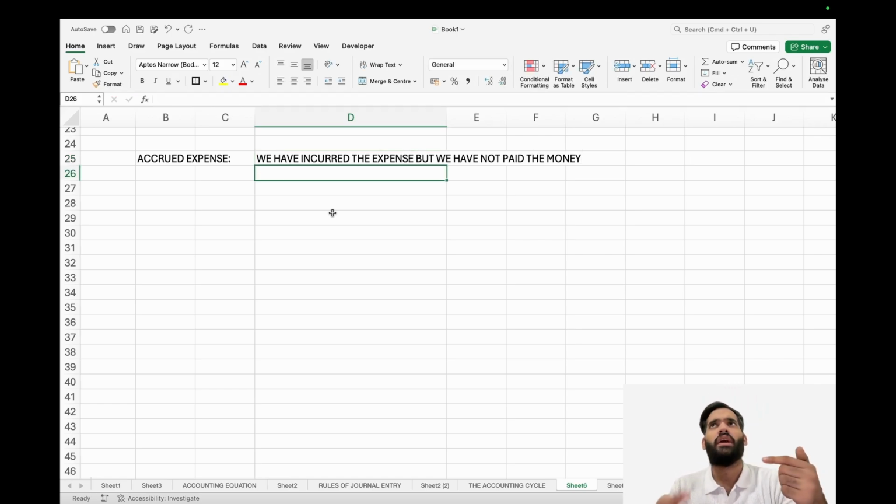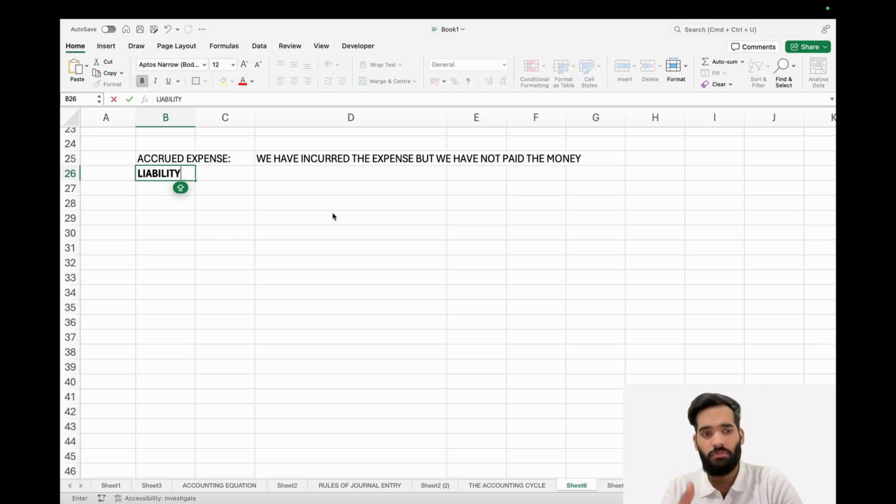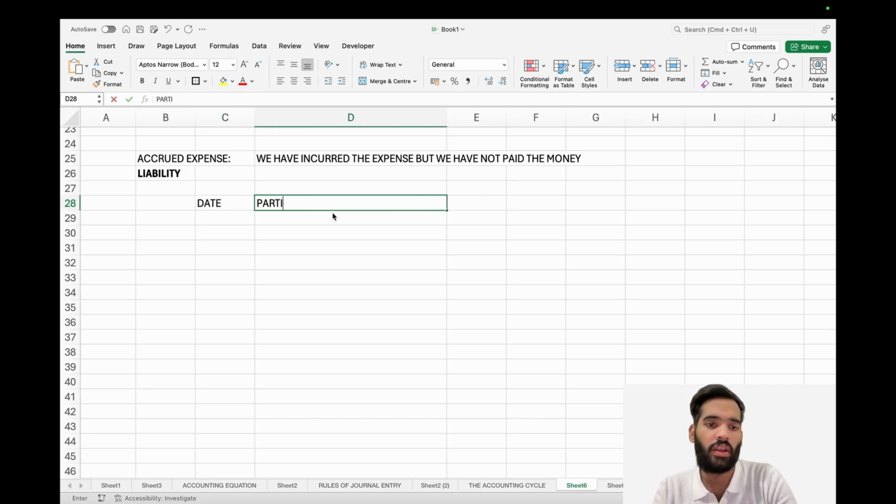So let's think about it. If I've used the expense and I haven't paid the money, that means I owe the money. And when you owe money, it's always a liability account. So, yeah. Just remember, accrued expense is a liability account, since we still have to pay the money for the expense we already incurred.